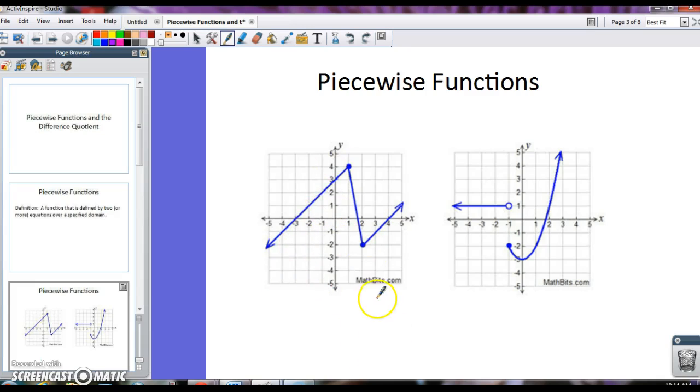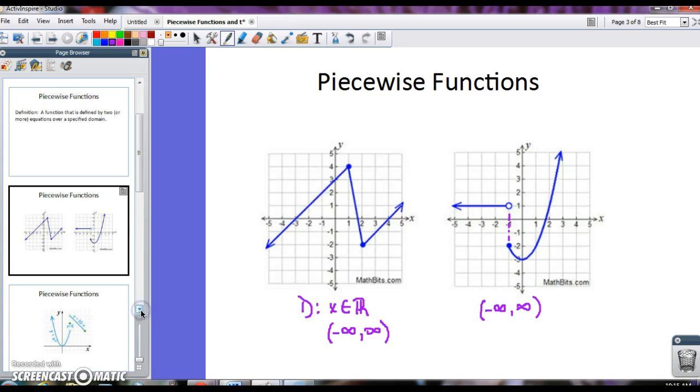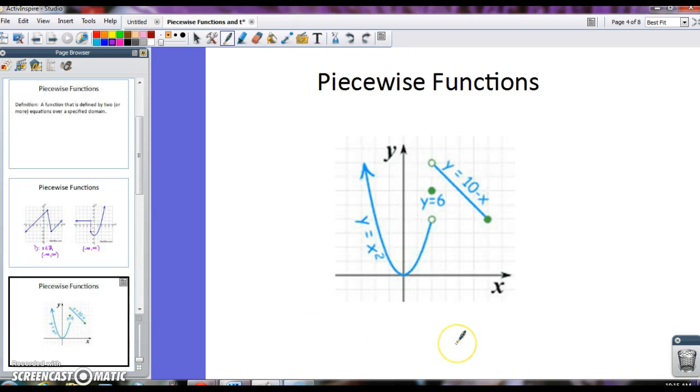You'll notice in both of these that the domain is all real numbers. And remember, we can write it in this form, or if we write it in interval notation, that would be from negative infinity to positive infinity. And the same thing here, even though there's an open circle there, we pick up the function down here with that closed circle. And again, our domain would be all real numbers, or from negative infinity to positive infinity. So you can have different types of functions combined within that piecewise function.